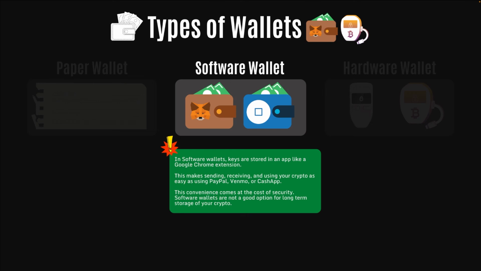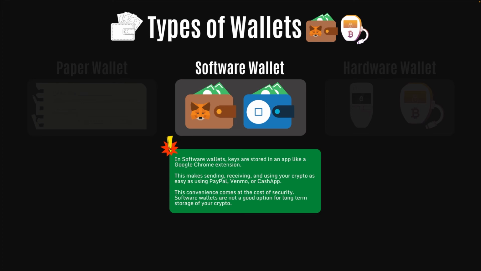Software wallets are super convenient to use. They make it as easy as PayPal, Venmo, or Cash App. And the way they work is they download into your Google Chrome as an extension, or any other web browser that you're using. You just download them as an extension, and it's very easy to sign transactions and basically use crypto on a daily basis. But this convenience comes at the cost of security.